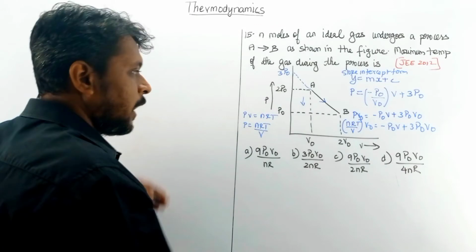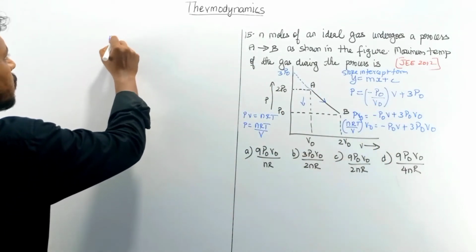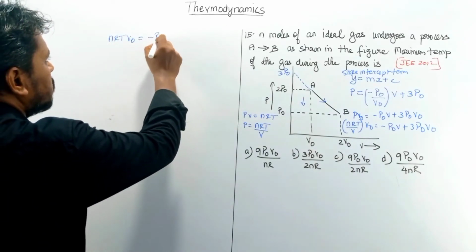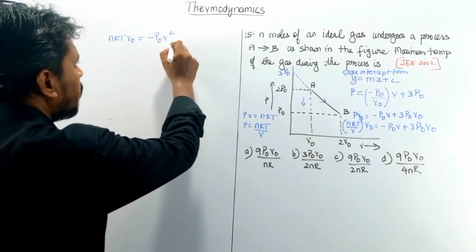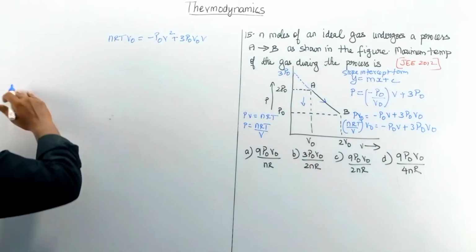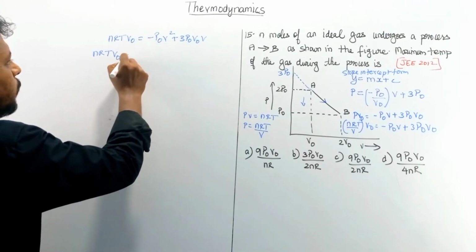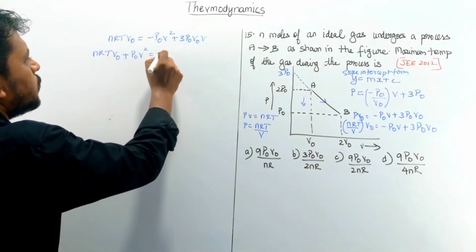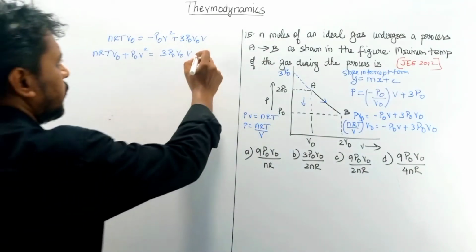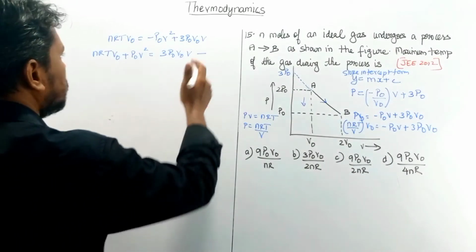So nRT, now take V to the right hand side. Now we can write it as nRT V naught, which will be equal to minus P naught V square plus 3 P naught V naught into V. Now take this term to the left hand side: nRT V naught plus P naught V square is equal to 3 P naught V naught into V. Let us keep this equation as 1.